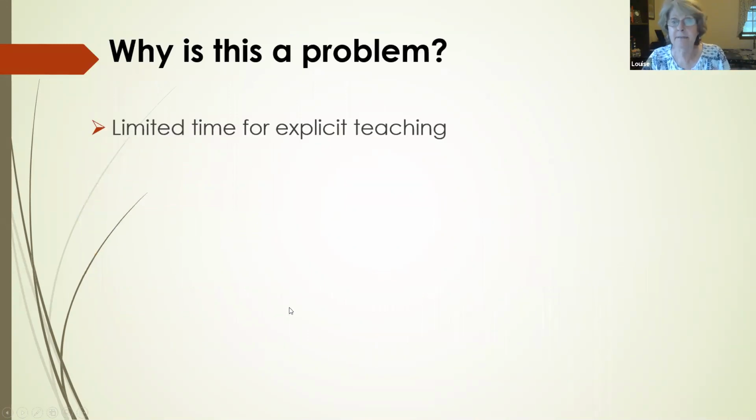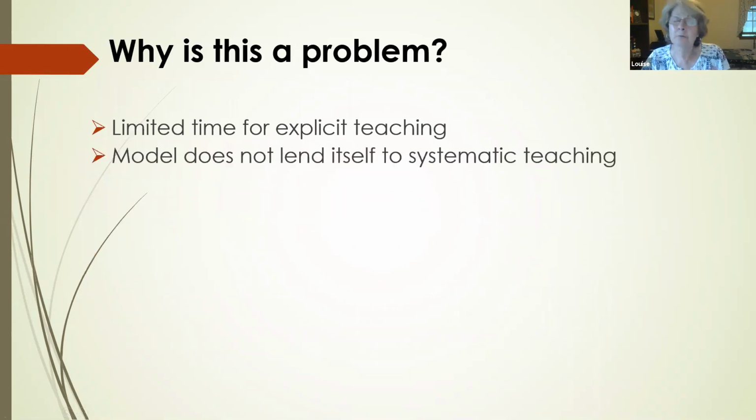Well, there's limited time for explicit teaching, and the model really does not lend itself to systematic teaching. If you're going to teach systematically, you have to have a sequence of skills that you're addressing, and you can't really do that when every student is in a different book. I would think about it this way: we need something in between. Every student doing exactly the same thing in lockstep is obviously not a good thing, but neither is individualizing to the point where every student is doing so many different things that you can't teach groups of kids in a systematic way.